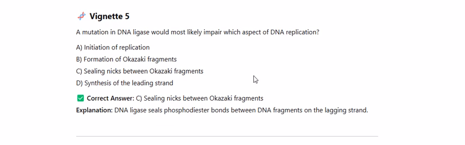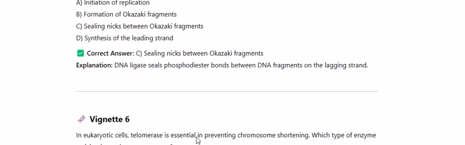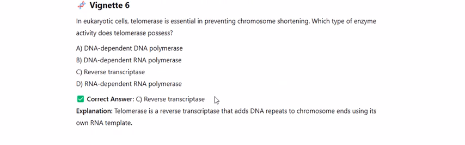In eukaryotic cells, telomerase is essential in preventing chromosome shortening. Which type of enzyme activity does telomerase possess? A. DNA-dependent DNA polymerase. B. DNA-dependent RNA polymerase. C. Reverse transcriptase. D. RNA-dependent RNA polymerase. C. Reverse transcriptase. Explanation. Telomerase is a reverse transcriptase that adds DNA repeats to chromosome ends using its own RNA template.